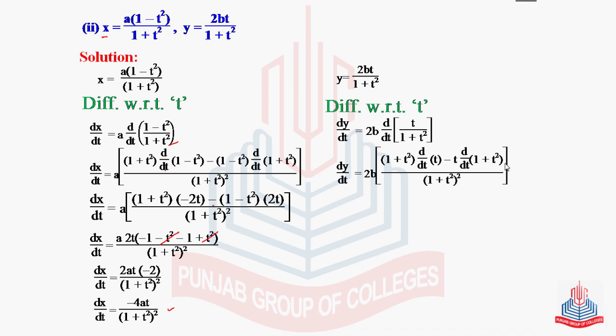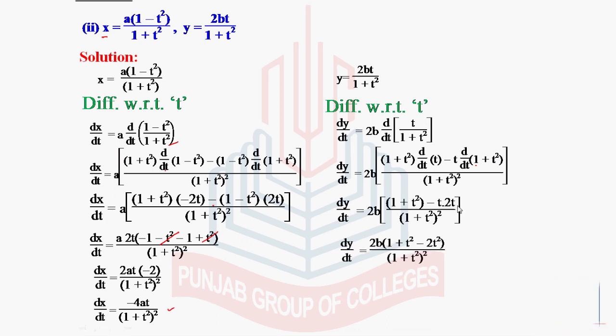So applying the derivative, 1 plus t square will be as it is, and the derivative of t will be 1. Minus this t will be as it is, and for the derivative of 1 plus t square, 1 is the constant term, so the derivative will be 0, and t square will become 2 into t. So now simplifying this portion, that will become 2b into (1 plus t square minus 2 into t square), and that is 2b into (1 minus t square), because t square minus 2t square will become minus t square, and the denominator will be as it is, (1 plus t square) whole square.